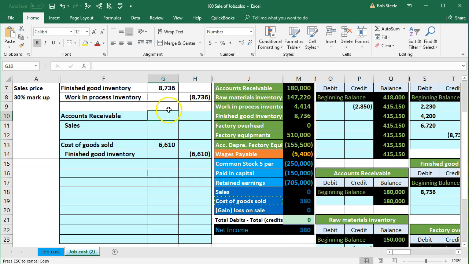So let's do that here. I'll be in G10, equals this 6610 times 1.3, a 30% markup. So then the sales is going to be 8593. That's what we're going to invoice the client for, in a credit of the same.